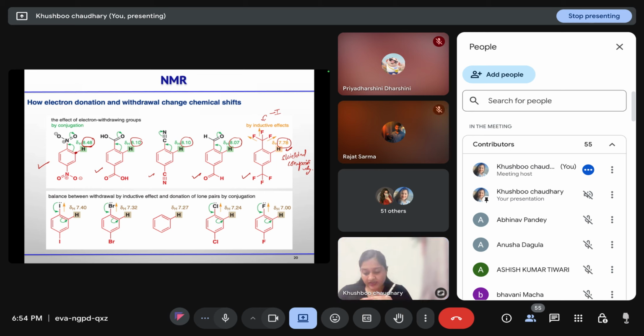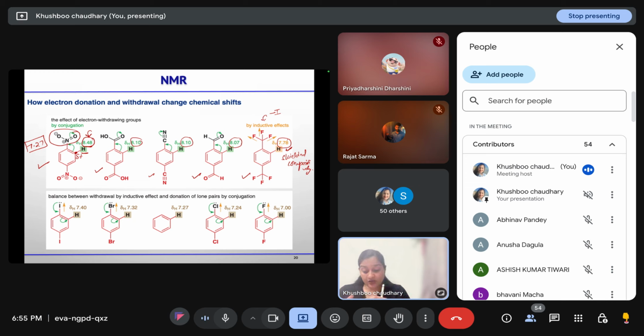See, in the case of the nitro group, electron density will be pulled towards the nitro group, correct? So here delta positive will come. This delta positive means the electron density around the proton will be less than that of benzene. In the case of benzene, the proton comes around 7.27. So in the presence of the nitro group, this proton becomes more de-shielded, and its delta value becomes more downfield. So this is at 8.48. Clear?